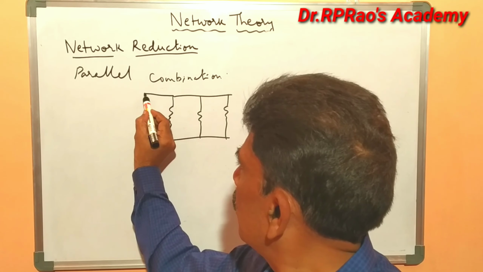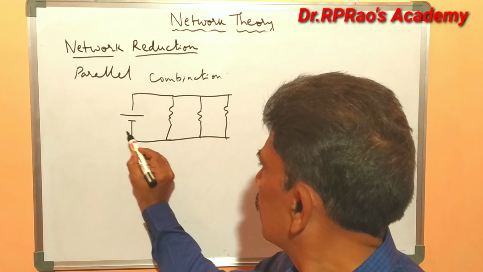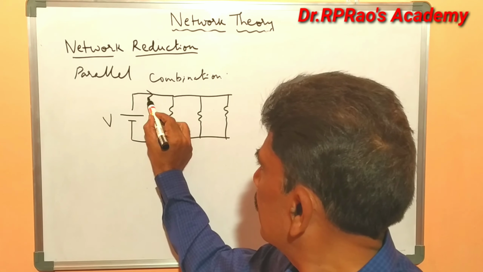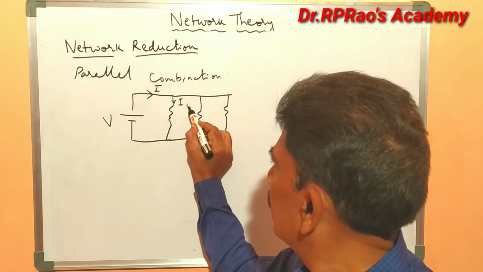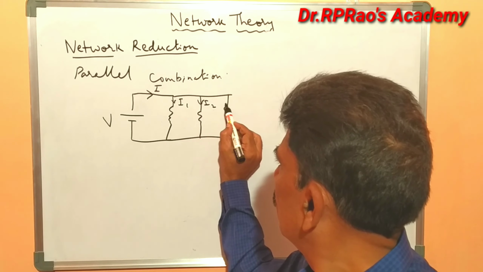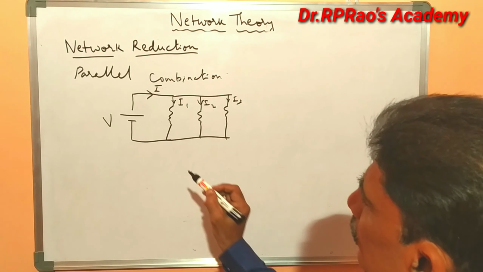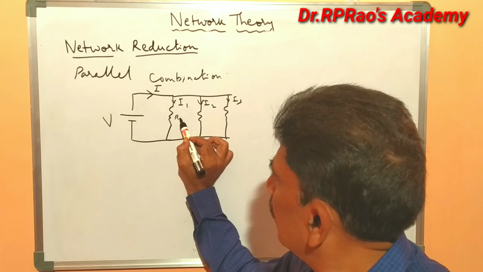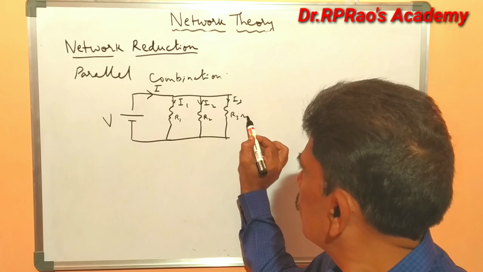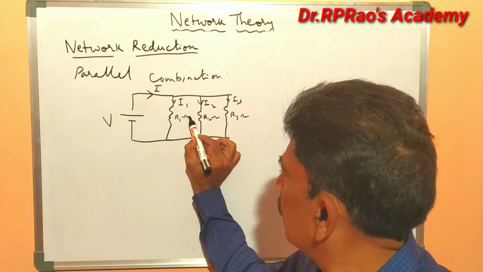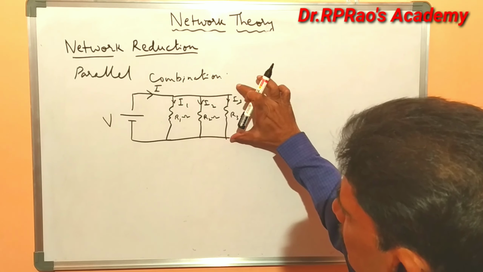Let's connect this combination across a battery like this. V is the voltage source and I is the current. This current is split into three currents, I1, I2, I3. And the resistances are R1 ohms, R2 ohms and R3 ohms.